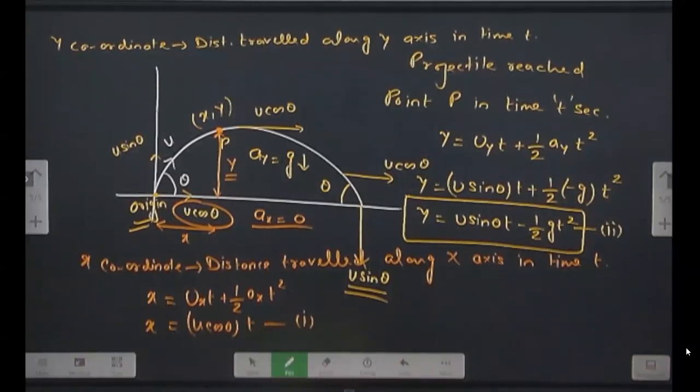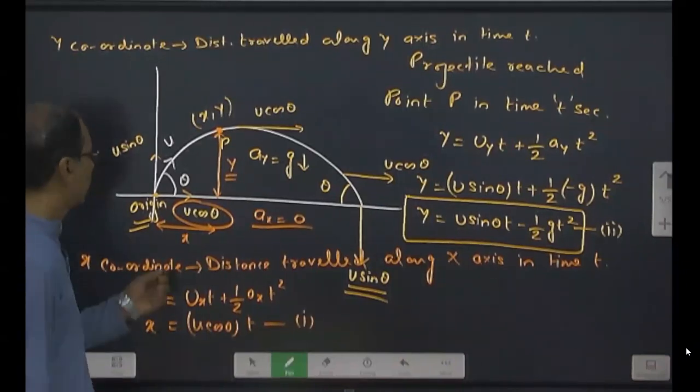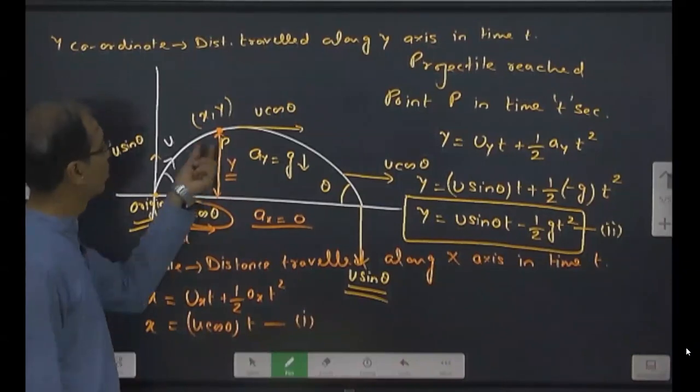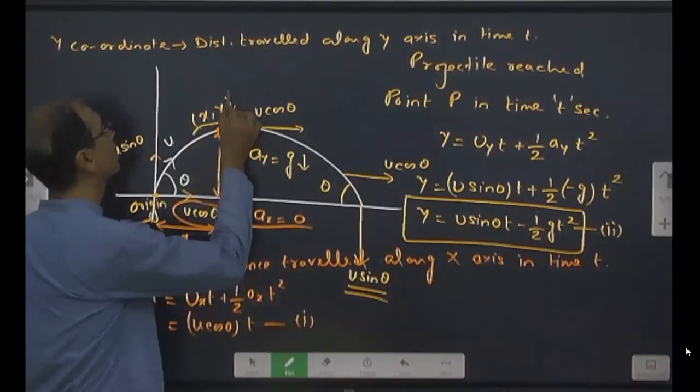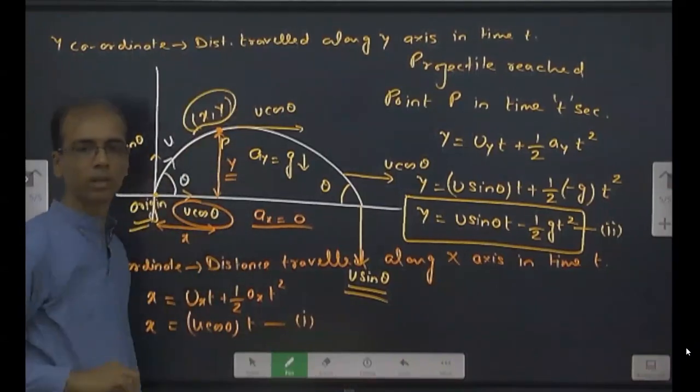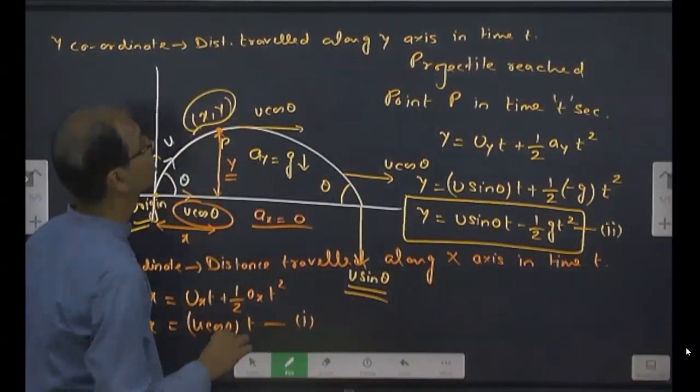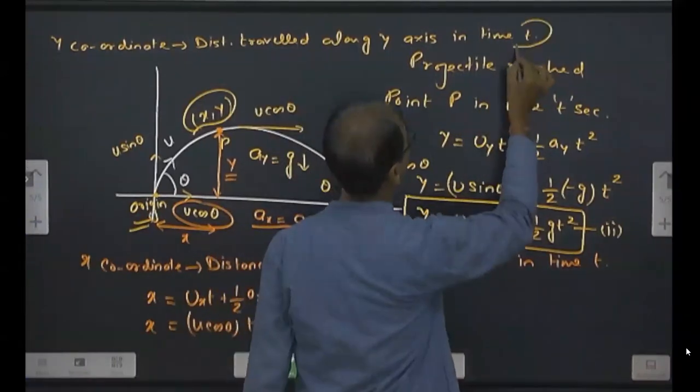Right. So along the x-axis distance and along the y-axis distance that the particle has traveled, which we are calling x and y, there is only one thing common in them. And that common thing is time t.